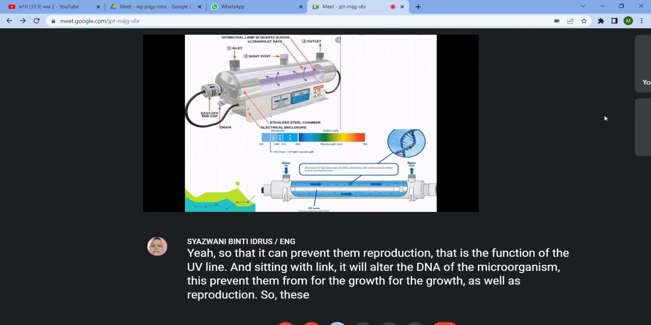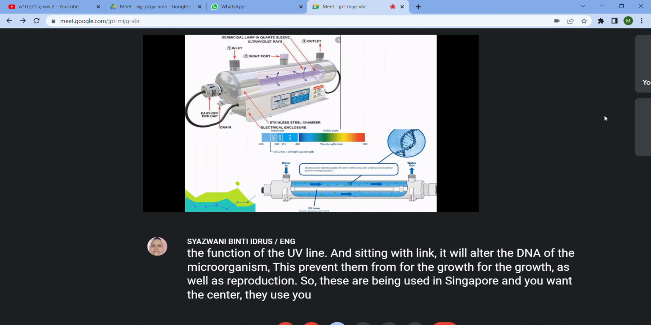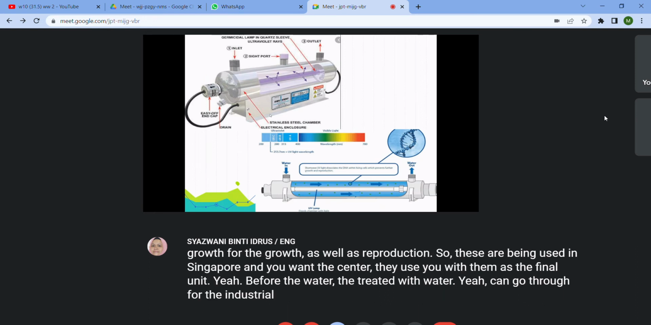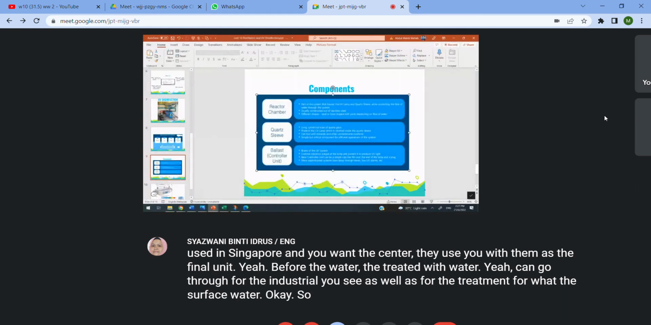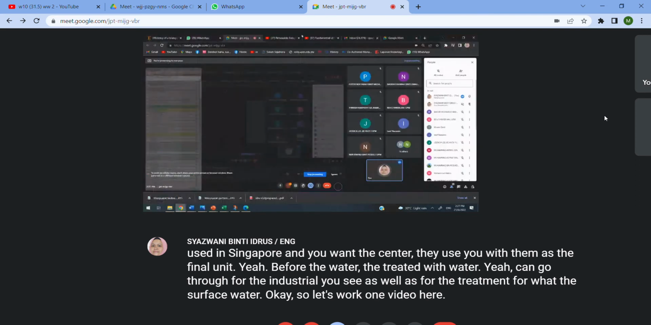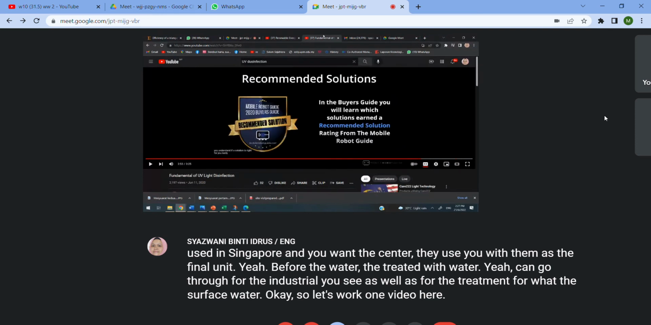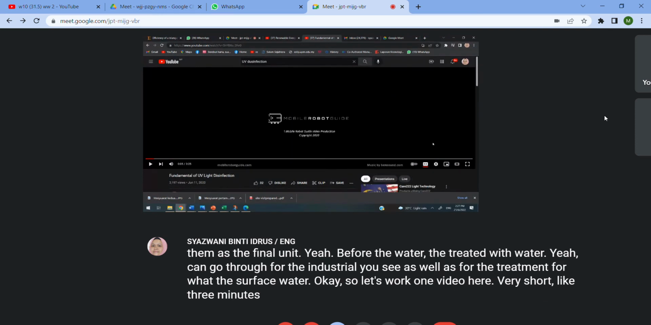So these are being used in Singapore and in the water center. They use the UV lamp as the final unit before the treated wastewater can go on for industrial usage as well as for further treatment as surface water. Okay, all right. So let's watch one video here. I think this one is a very short one, a 3 minute video.